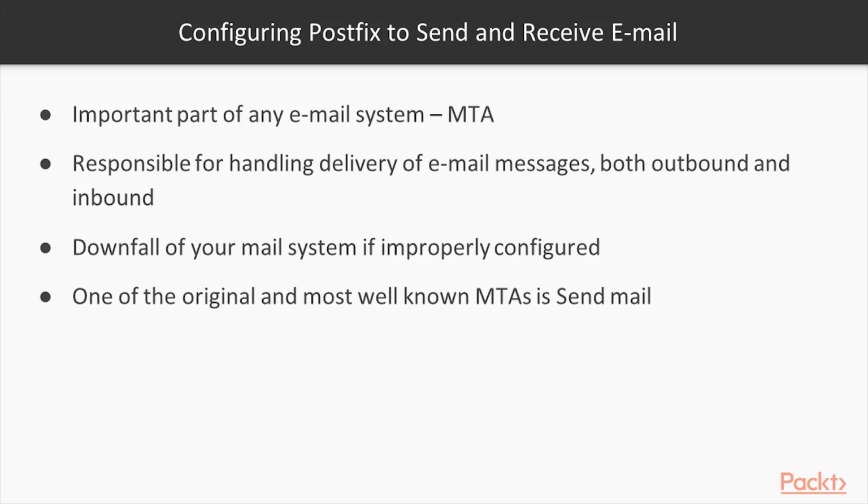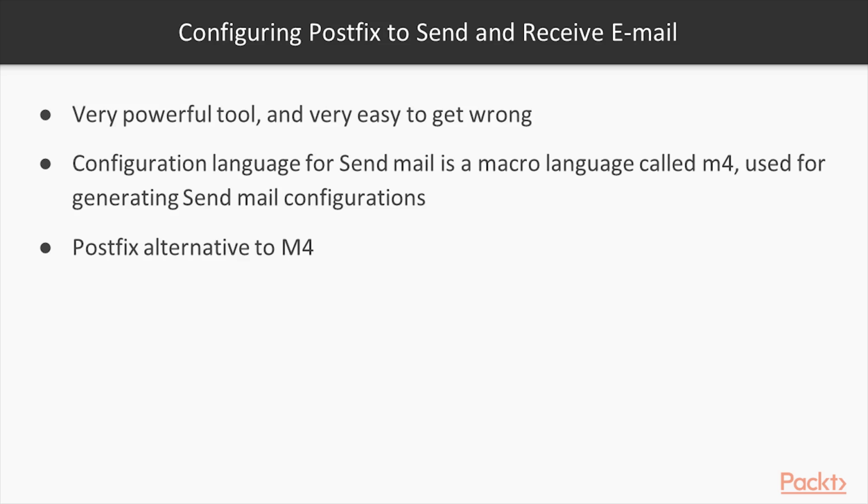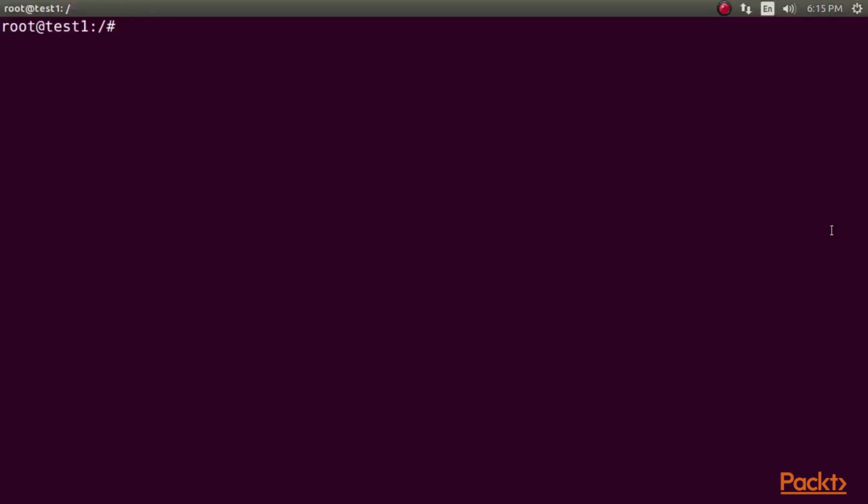One of the original and most well-known MTAs is Sendmail, which dates back to 1983. It is a very powerful tool, and unfortunately very easy to get wrong. In fact, the configuration language for Sendmail is so obtuse that there is actually a macro language called M4, which is commonly used for generating Sendmail configurations. M4 makes configuring Sendmail much simpler, but there are other options available which natively use a sane configuration language, like Postfix. Let's see how to do it.